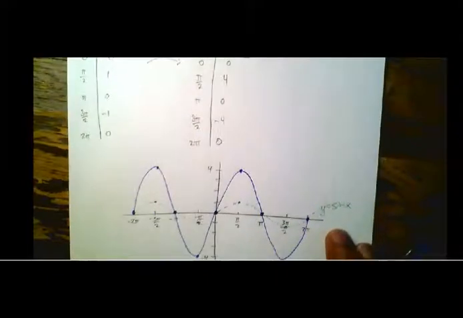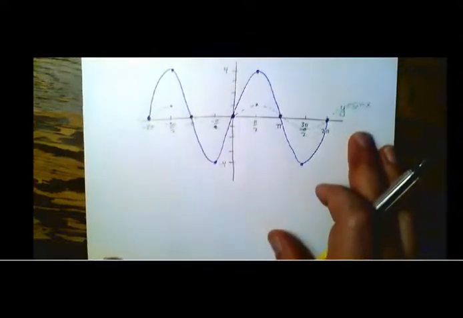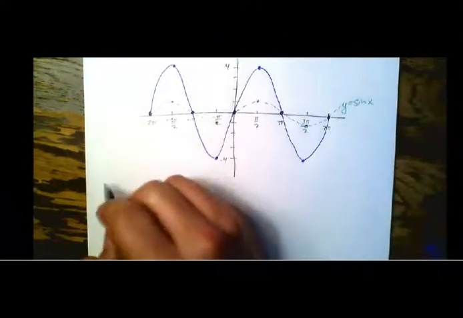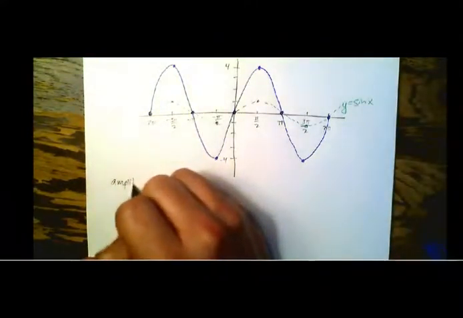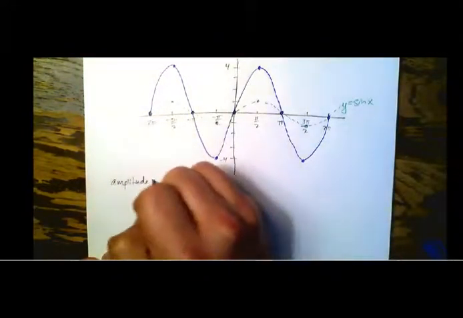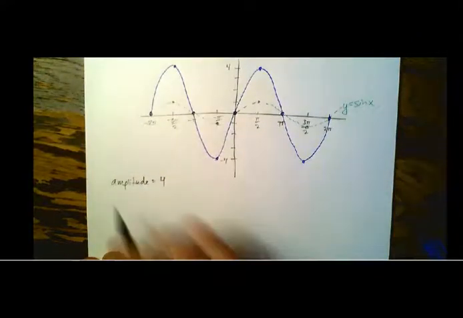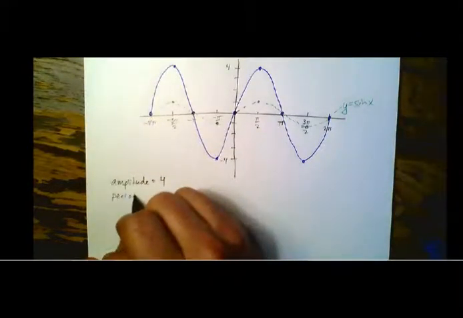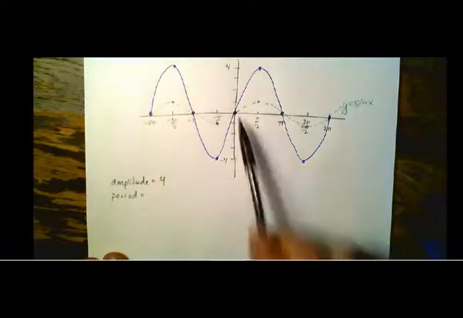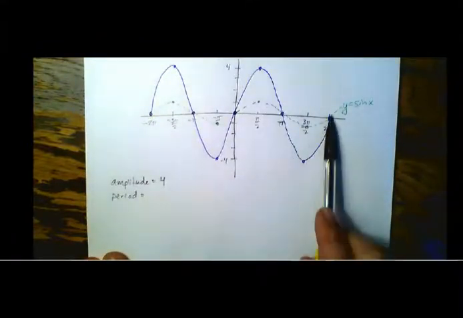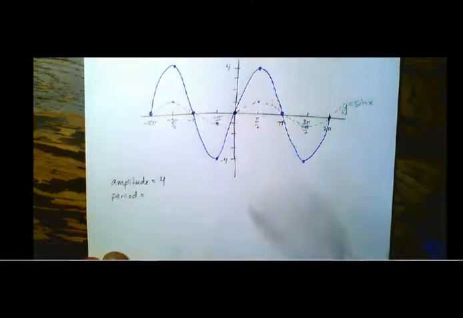So let's go back up here, or we can actually go here and list all of those values we need. The amplitude is 4. The period: when does it start to repeat itself? We're looking at the purple curve here. It repeats every 2 pi units.